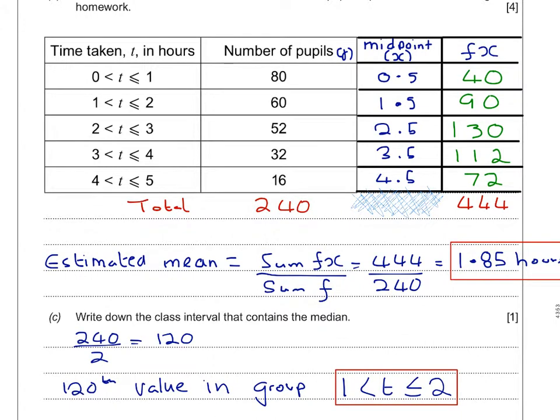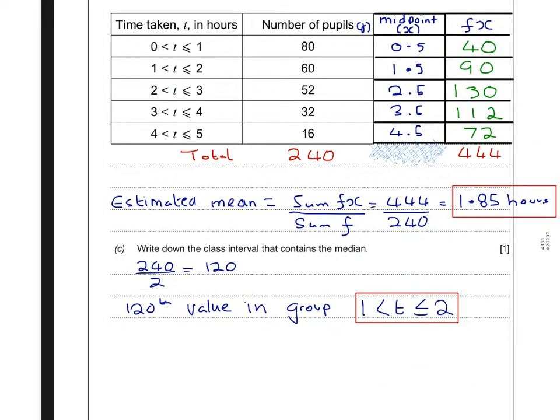To work out the mean, you don't need to write down this formula, but if you want something to remember, it is the sum of the midpoint times the frequency, all added together, divided by the sum of the frequency, how many there are. So 444 divided by 240 comes to 1.85 hours. That answer should be somewhere between 0 being the quickest, and 5 being the longest. It's got to come between 0 and 5, and that number does.